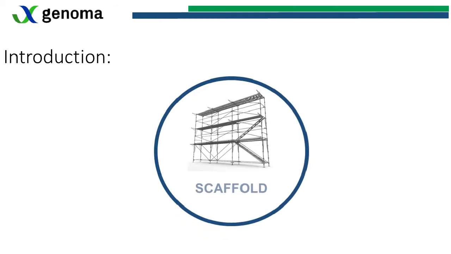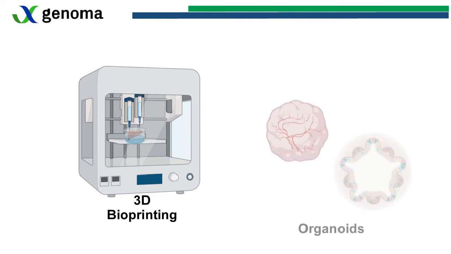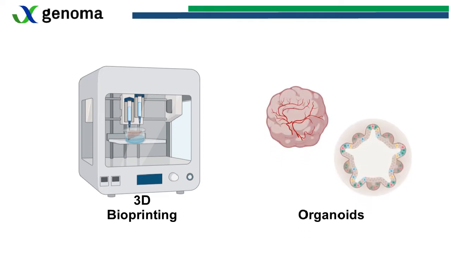So how can we apply these cells in a scaffold to generate a fully functional liver tissue? In our laboratory, we work with basically two different technologies. We use 3D bioprinting, but we also work with organoids. Organoids are self-assembled tissues that recapitulate early stages of organogenesis.